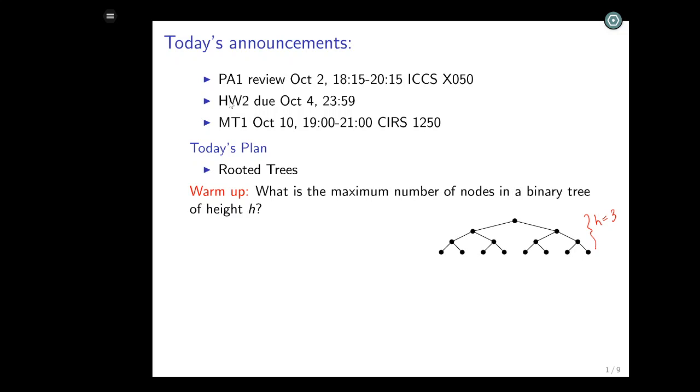Quickly revise your answers. Now, how many nodes does this have? 15. So 15 when h equals 3. And can you put any more nodes into this thing? No. Yes. Sure, let's count the root. 1, 2, 3, 4, 5, 6, 7, 8, 9, 10, 11, 12, 13, 14, 15. 15. Okay, great.